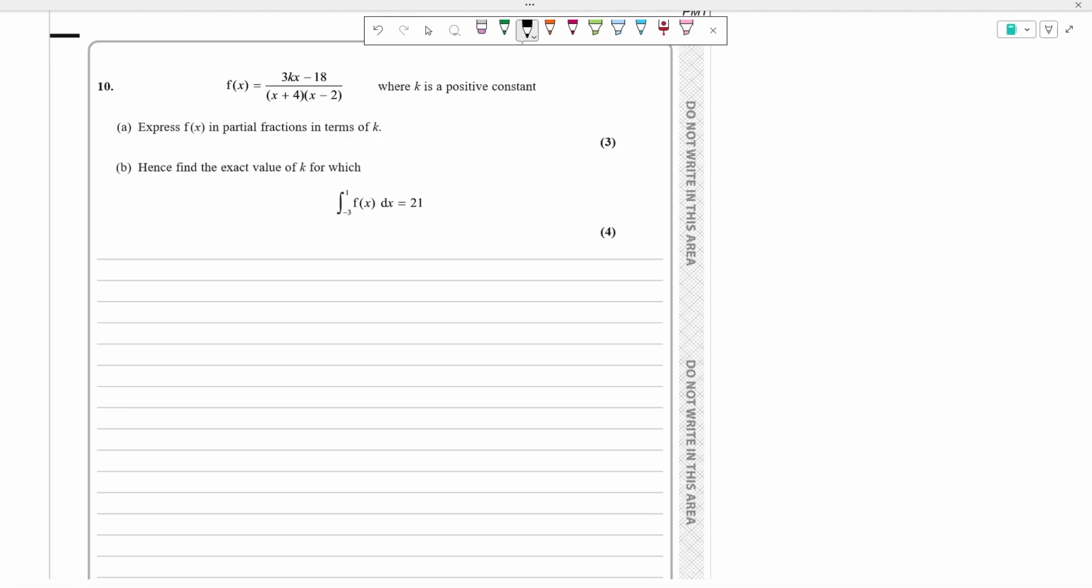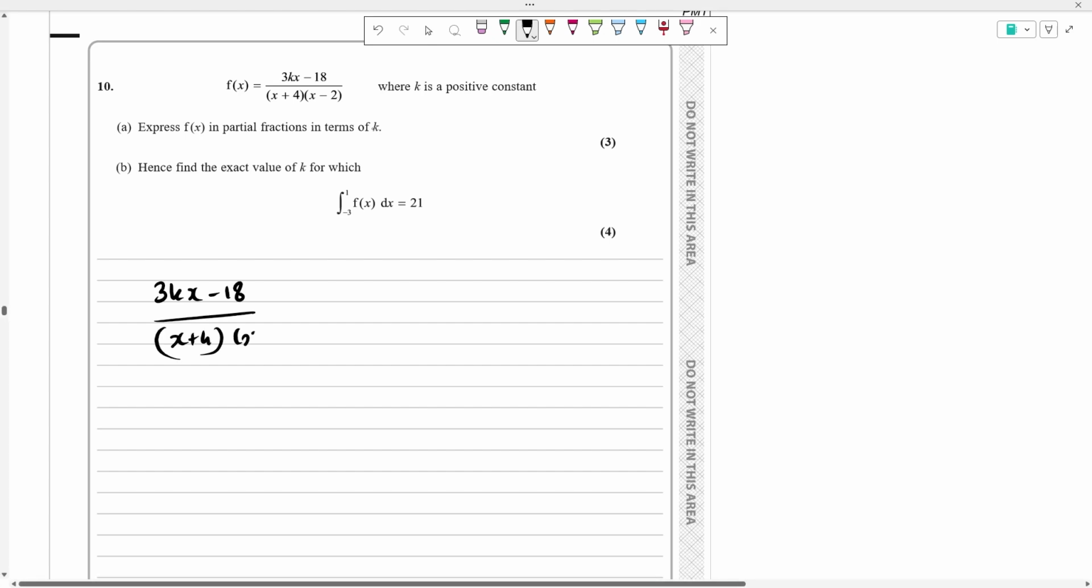Question 10. We've got this f(x) here, and part A is asking us to do some partial fractions in terms of k. So I'm just going to rewrite this here, like so. And then this can be split up into A over (x plus 4) plus B over (x minus 2). And using these partial fractions, we can write this as 3kx minus 18 is equal to A times (x minus 2) plus B times (x plus 4).